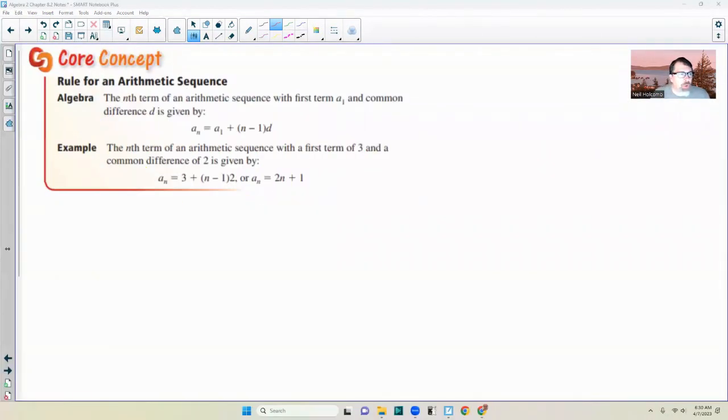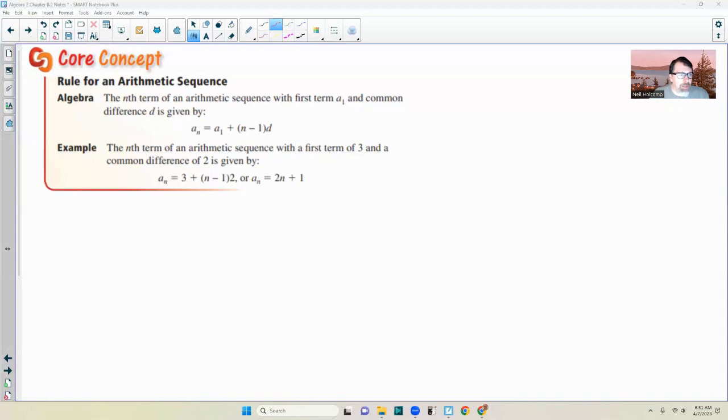Okay, so here we come to our first core concept of the chapter. Rule for an arithmetic sequence. Algebra. The nth term of an arithmetic sequence with the first term a sub 1 and a common difference d is given by a sub n equals a sub 1 plus n minus 1 times d. So to find an nth term, you take the first term and add it to 1 less than the number term times the common difference.